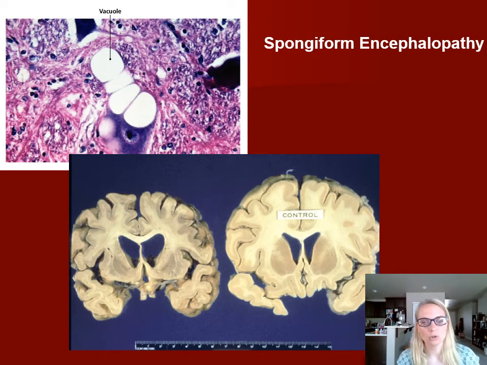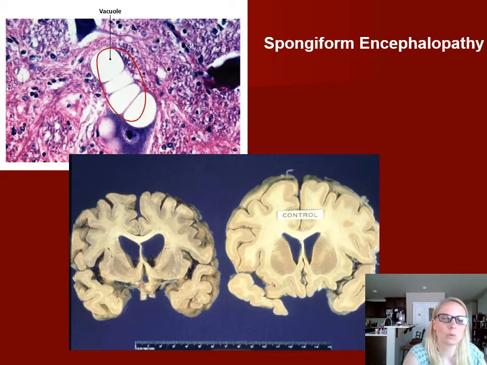So what does it do to this nervous tissue? Well, it causes what we call spongiform encephalopathy. Yeah, I got all those syllables. So spongiform basically means it turns your brain into a sponge full of these holes. This is not normal. You're not supposed to have big holes in your neural tissue.